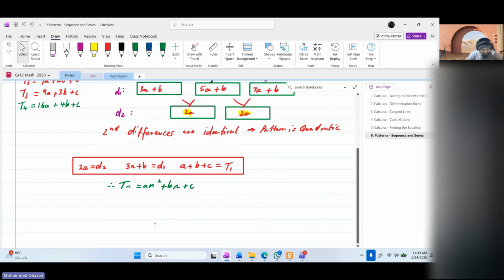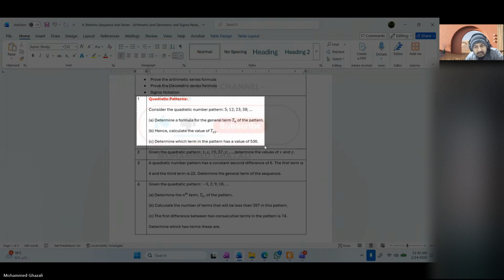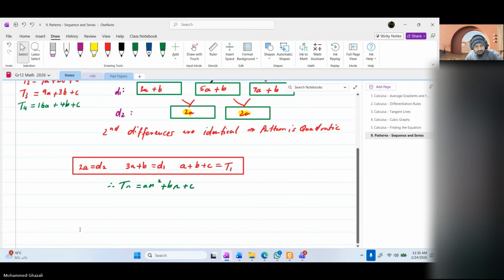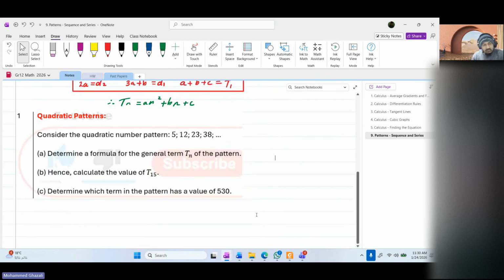Now, let us have a look at some examples on quadratic patterns. Then we can do linear and geometric. We'll do about 4 examples. Consider the quadratic number pattern: 5, 12, 23, 38.